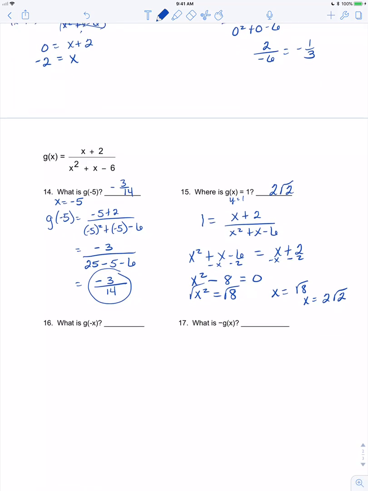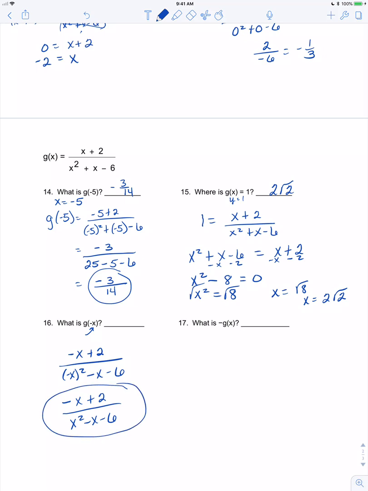Alright, so what is g of -x? Alright, so we're going to stick -x in for each x. And that's going to be -x plus 2 over -x squared minus the x minus 6. Okay, so let's just simplify that as much as we can. -x plus 2 over x squared minus x minus 6. That's all that we can really do to that, so it is finished.